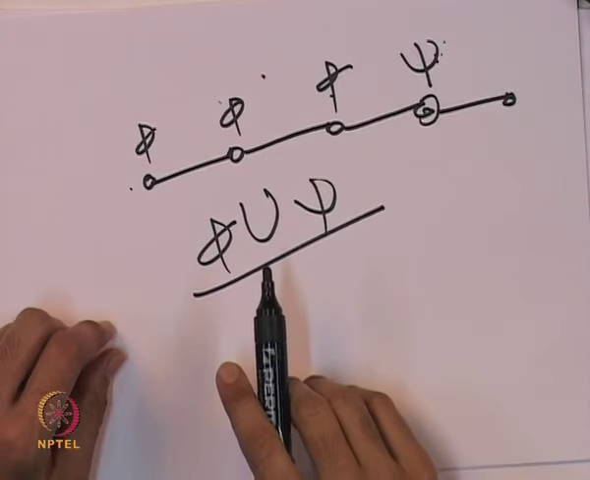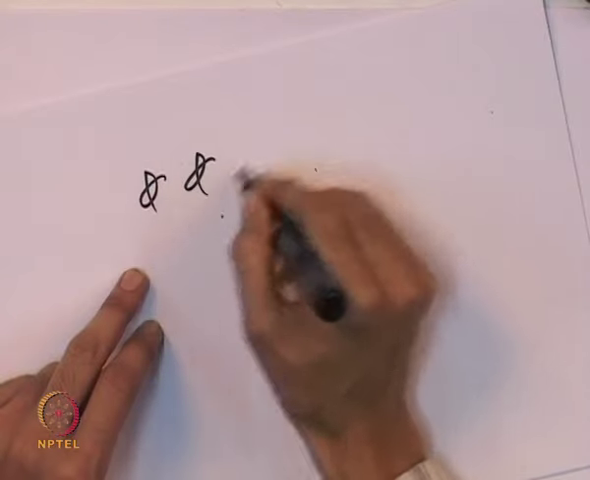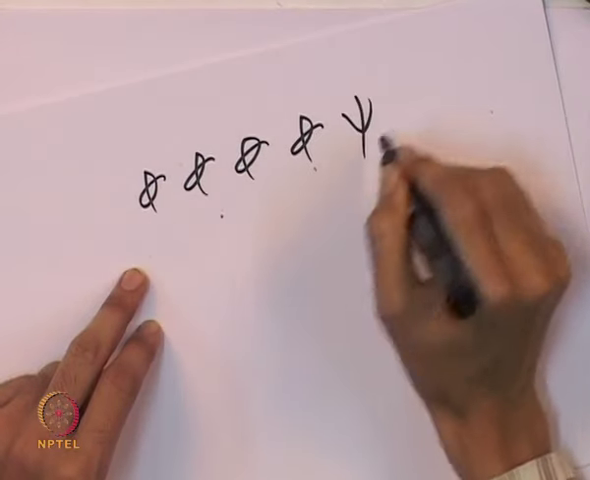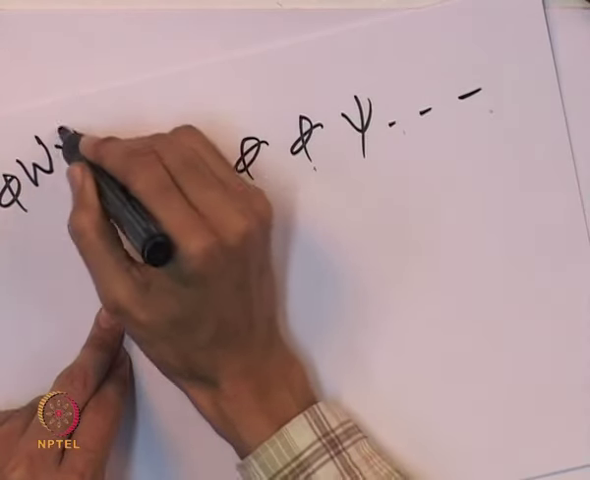W is the weaker version of that, and it says that if strong until holds, weak until also holds. So, if you have phi, phi, phi, psi, then phi weak until psi holds.